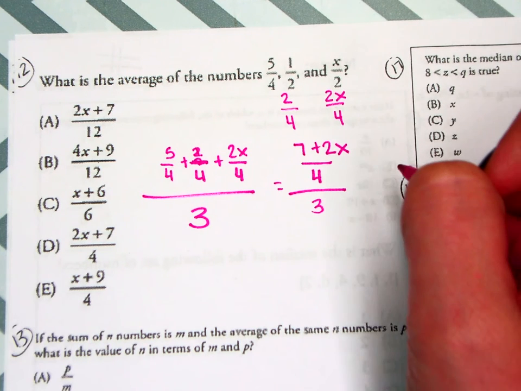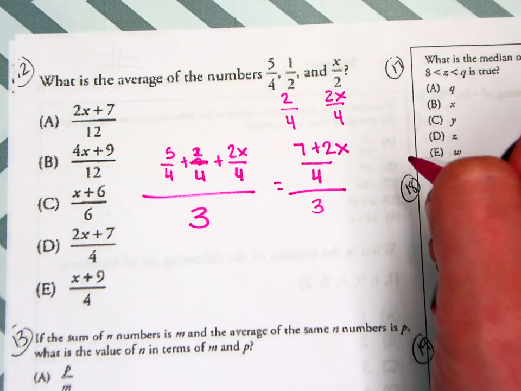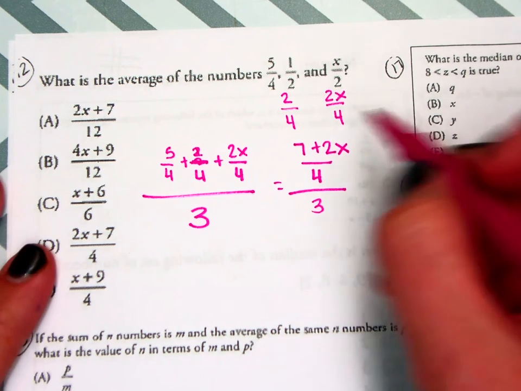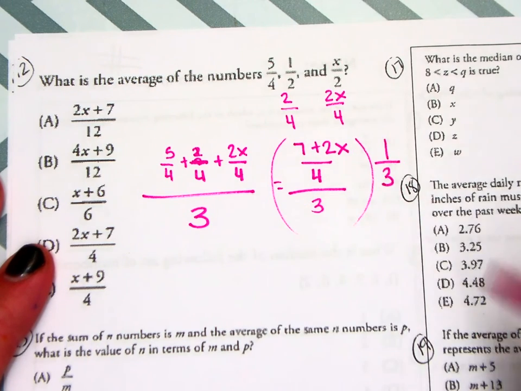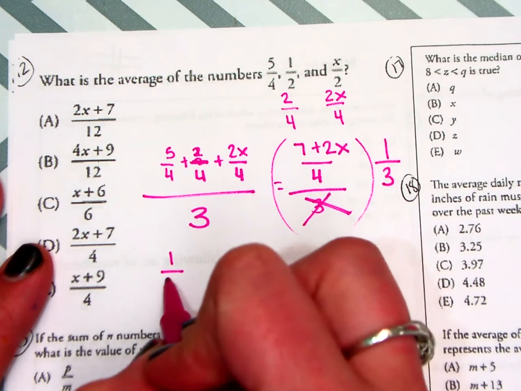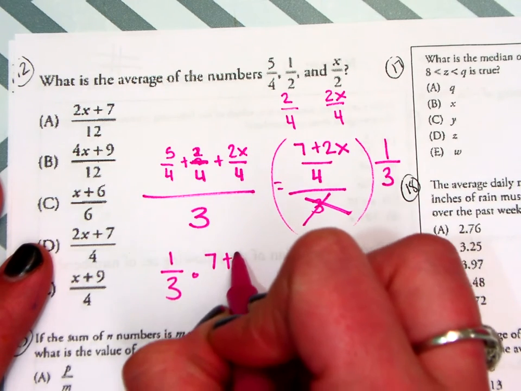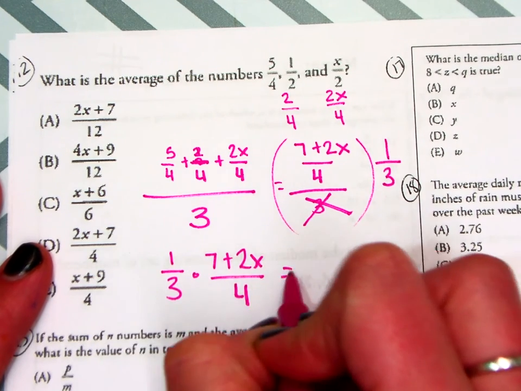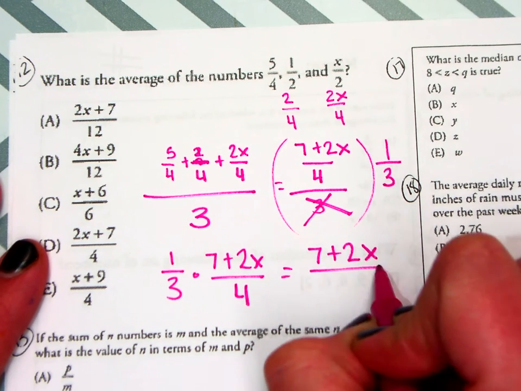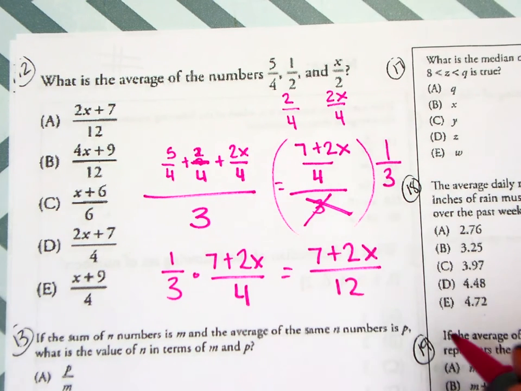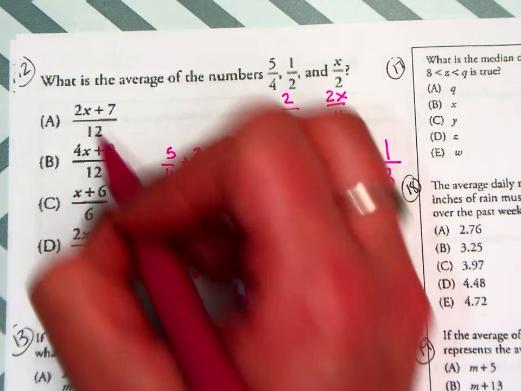Now, whenever you are dividing by a number in a fraction, it's the same as multiplying by the reciprocal. So the way I would rewrite this is times 1/3, and this 3 will go away. So what I'm left with is 1/3 times 7 plus 2x over 4. Multiplying top to top, I'm left with 7 plus 2x. 3 times 4 is 12. So the only one with a denominator of 12 and a numerator of 7 plus 2x is option A.